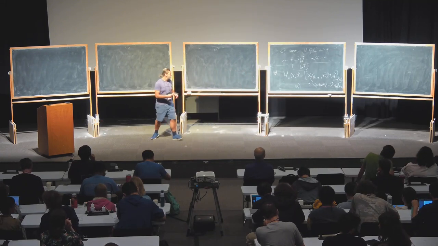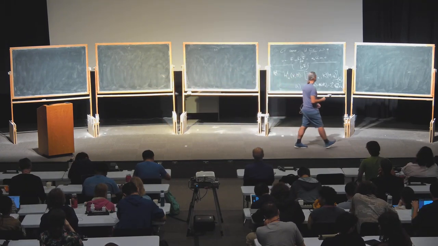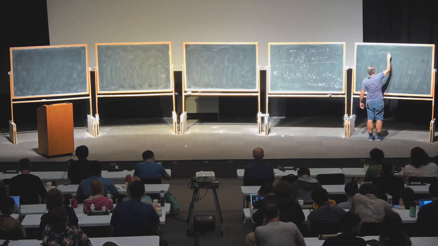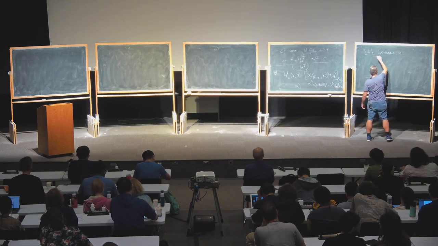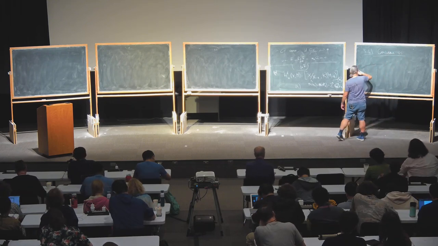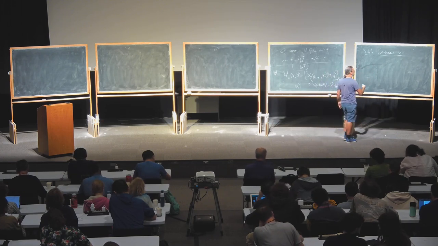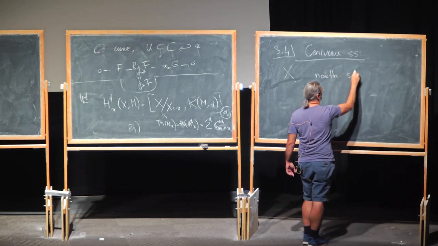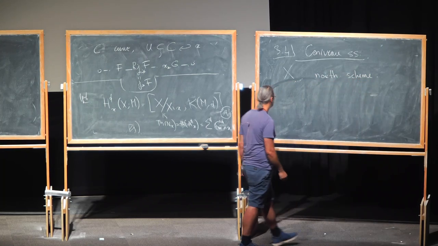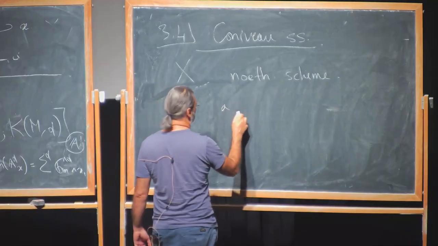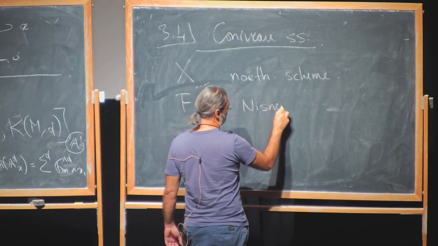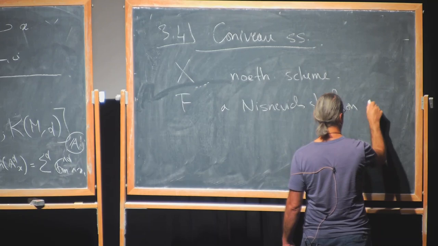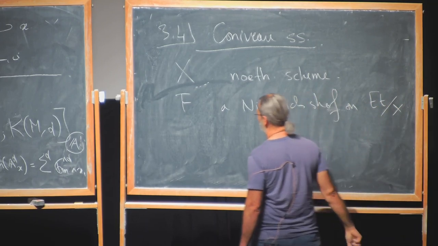So I guess the next topic should be the Coniveau spectral sequence. Again, let me first do this in a general situation. So we take X to be some Noetherian scheme. Again, we have some F, a semisheaf, on the small étale site of X.